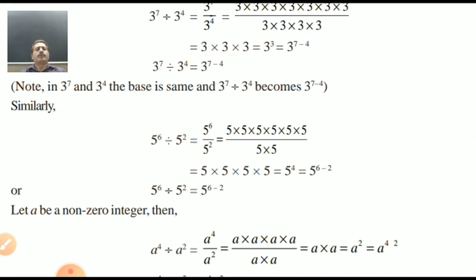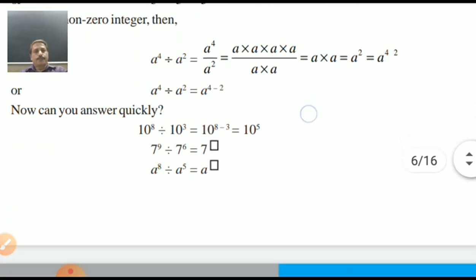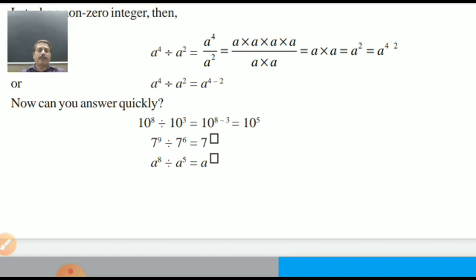5 raised to 6 and 5 raised to 2. Directly you can say the answer is 5 raised to 4. Very simple. So here an example is also given, a raised to 4 divided by a raised to 2. Exponents subtract, you can say a raised to 2. 10 raised to 8 divided by 10 raised to 3. Very simple way. 10 raised to 8 minus 3 gives me 10 raised to 5. 8 minus 3, that's 5.